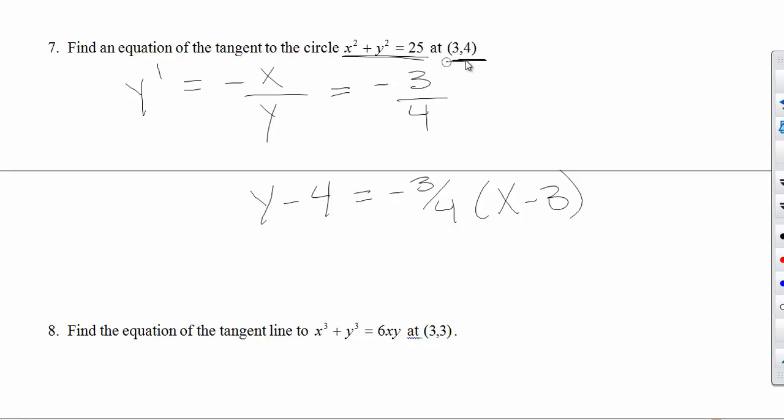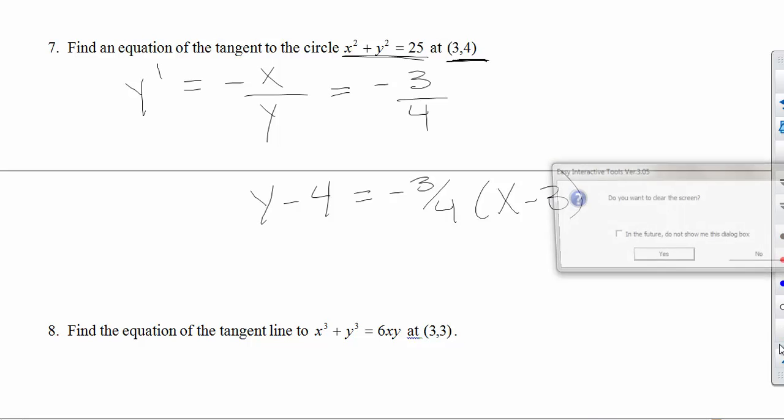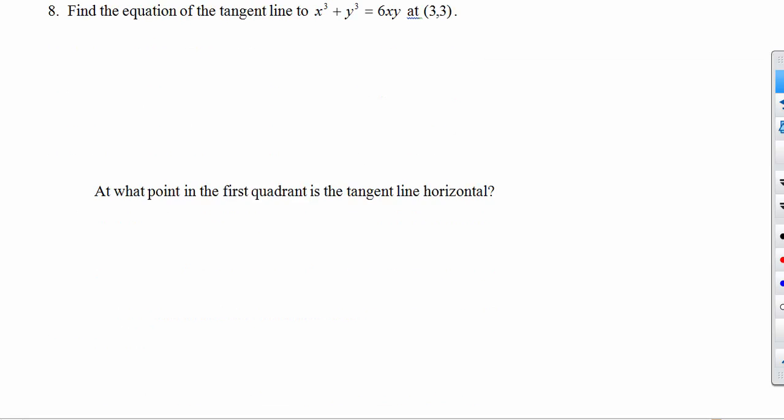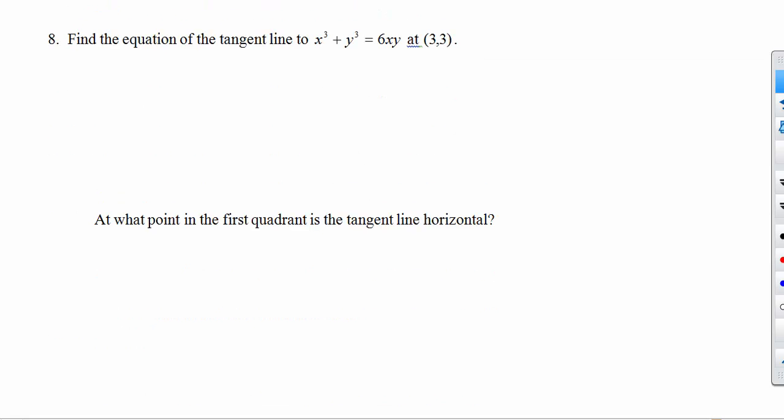Now you're going to need just the x and the y to plug in. Okay. Number 8 is very, very similar. It's asking, find an equation of the tangent line, 2x cubed plus y cubed equals 6xy at (3, 3). So we'd need to find the derivative and then plug the x and the y in. You could try to stop it and do it on your own.